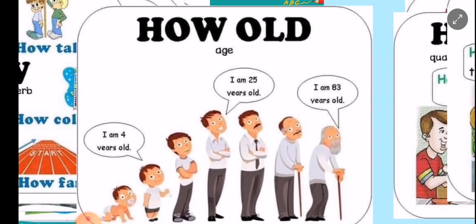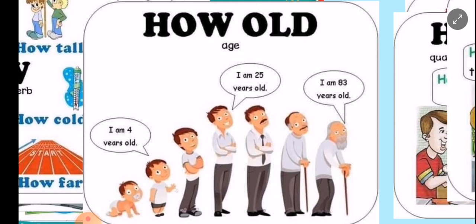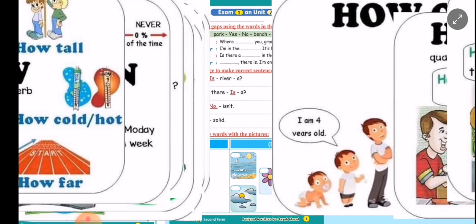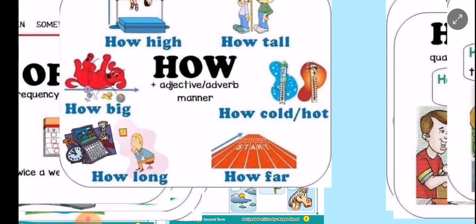It is how old. This is for age. How old are you? I am 20 years old. How old is he? He is 4 years old. How old is she? She is 4 years old. How old are they? This is how to use how old in a question. And the next one here is how.